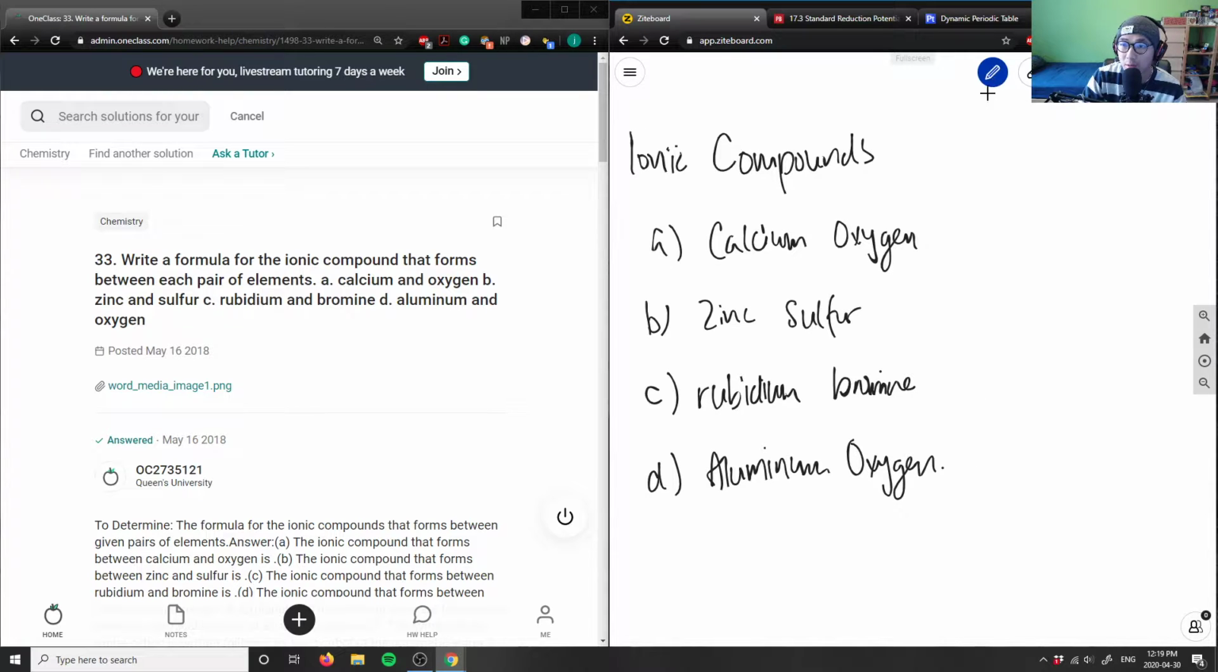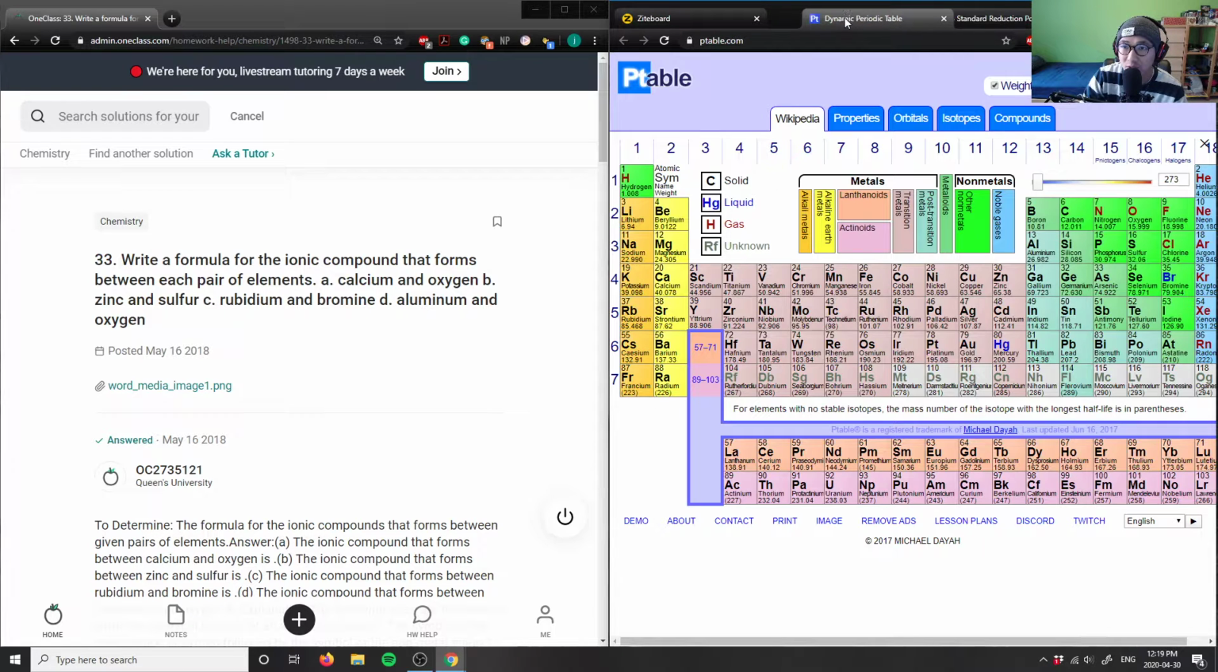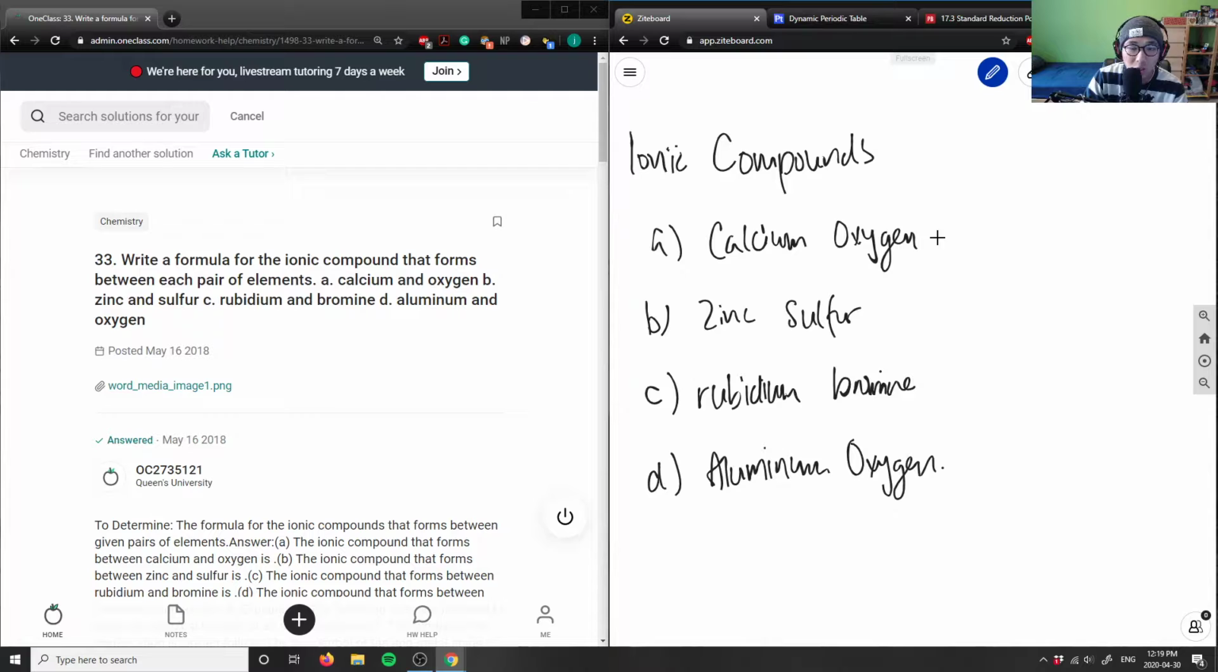So let me look at the first one here. We have calcium and oxygen. So what we're going to do is break this down to charges here. So calcium, I'm going to look at my periodic table. As you can see, calcium lies on the second column, right? It's an alkaline earth metal. So calcium would have a charge of 2+. So Ca would have a charge of 2+.